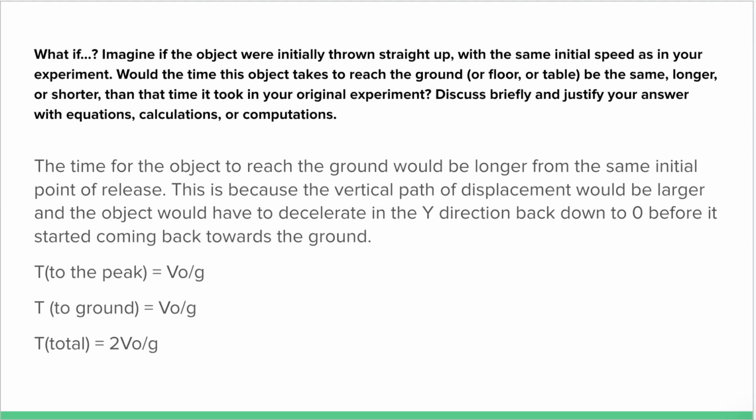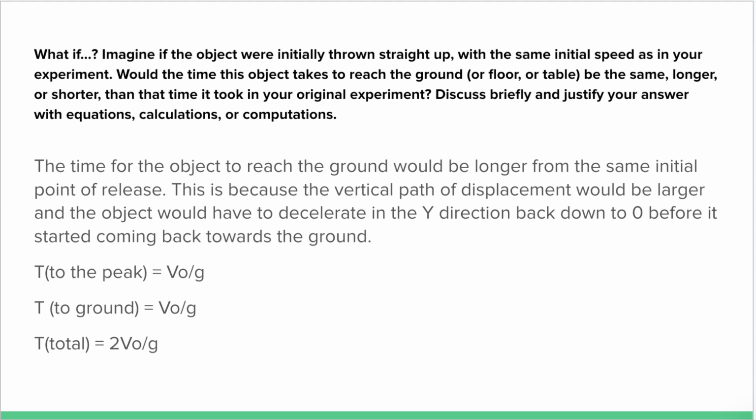Now for my what-if statement, I'm evaluating if the object were initially thrown straight up with the same initial speed as my original experiment, would the time for the object to reach the ground be the same? I said that the time for the object to reach the ground would be longer from the same initial point of release. This is because the vertical displacement would be larger, and the object would have to decelerate in the y direction down to zero before it started coming back towards the ground.